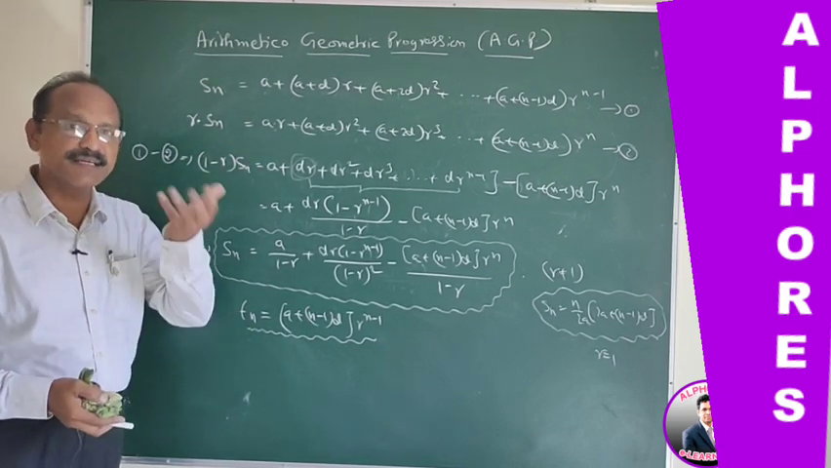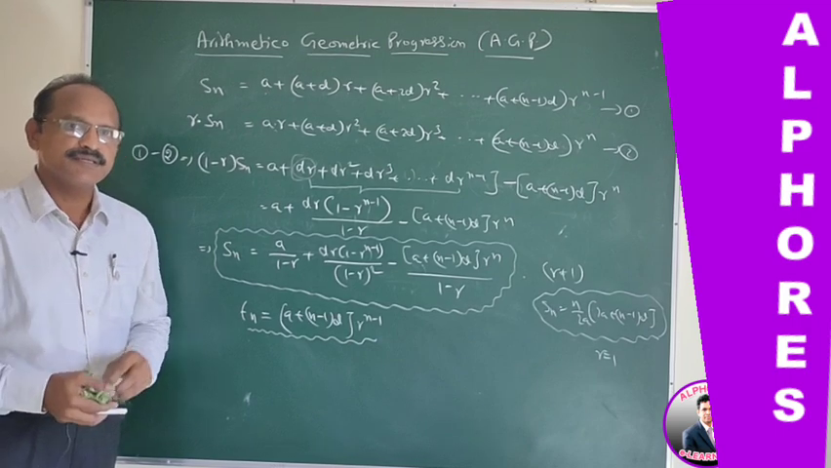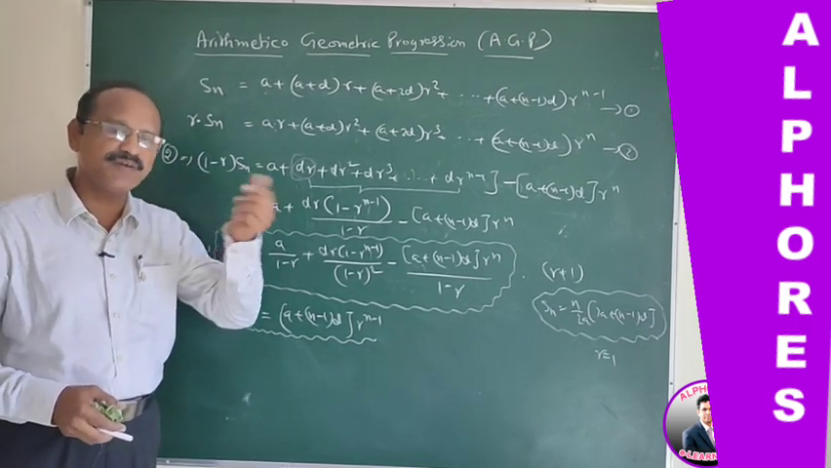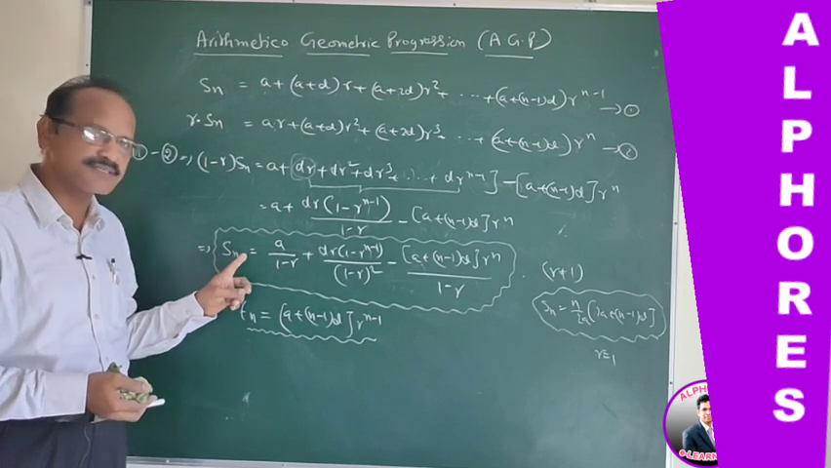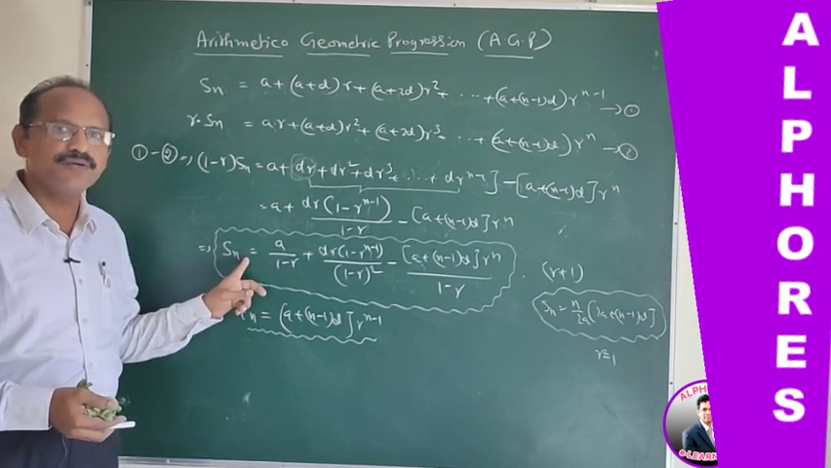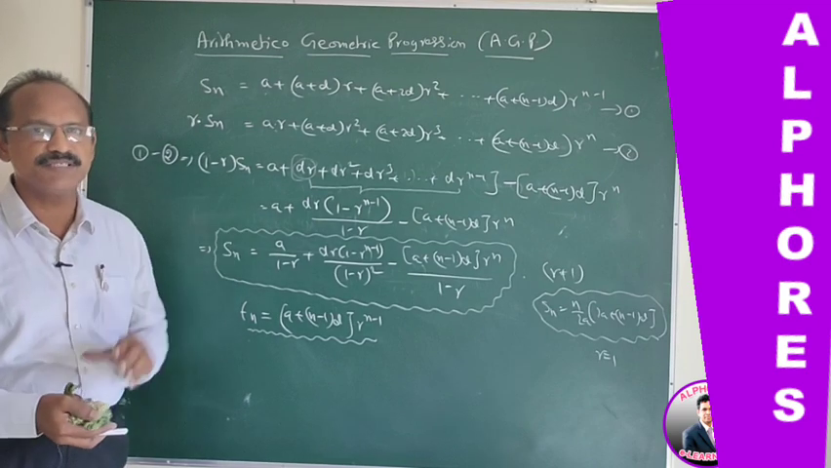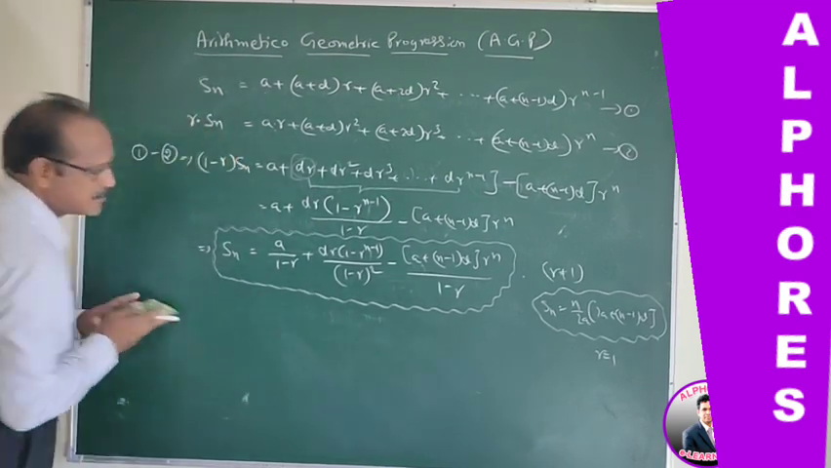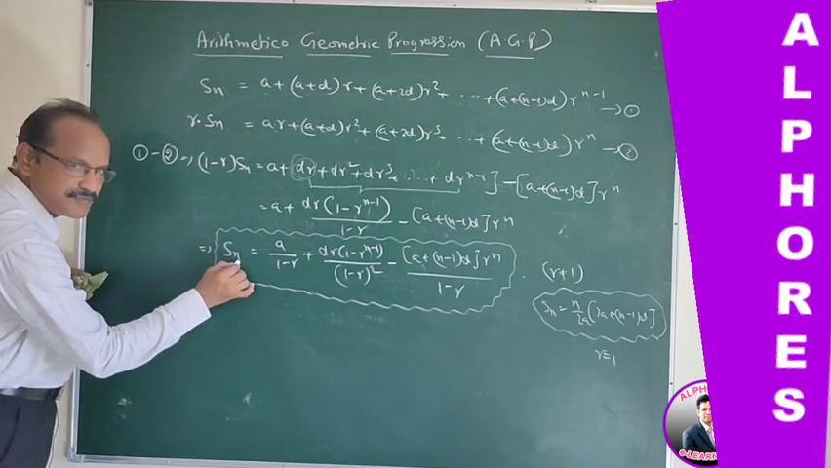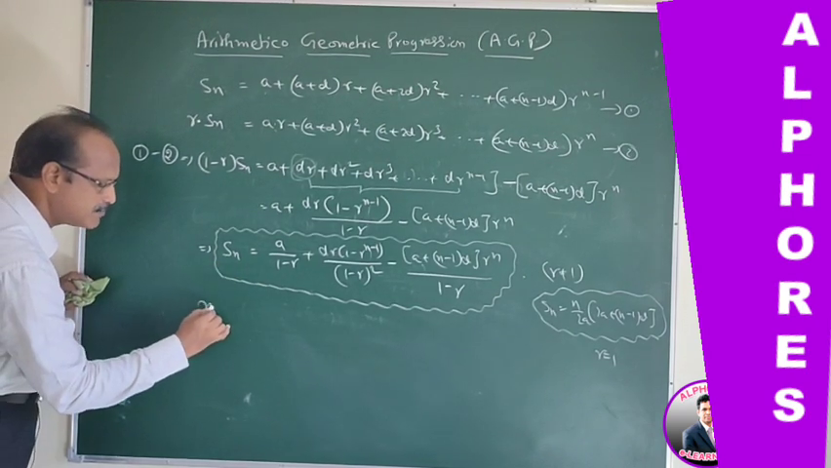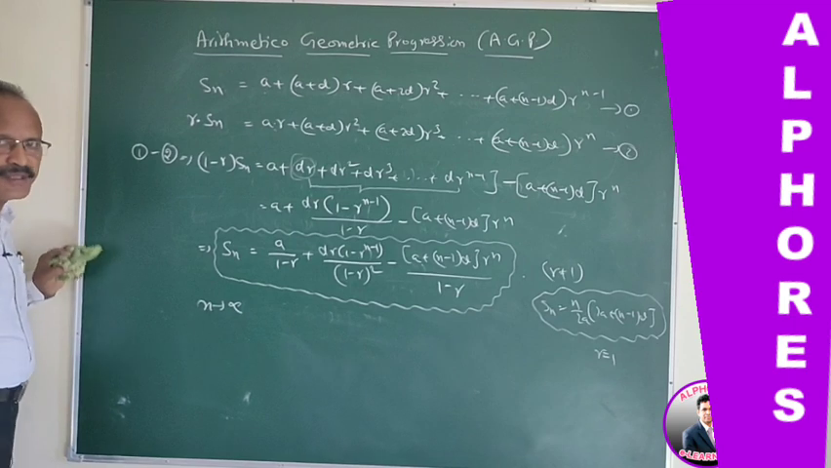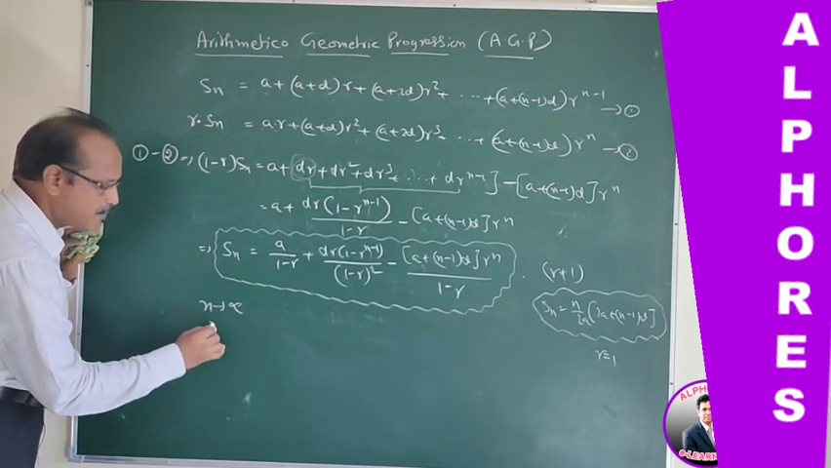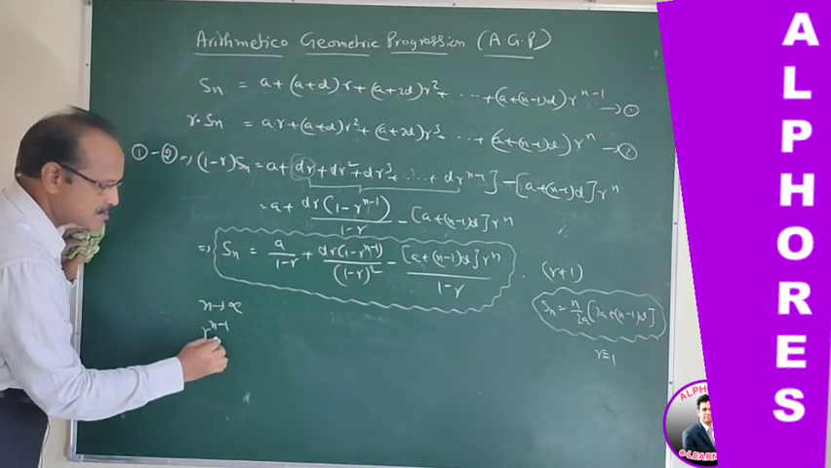Now there is an interesting result. That is sum to infinite terms of AGP series. It is only for sum to n terms. Now we are going to calculate sum to infinite terms of AGP series. That is, its formula is obtained. For sum to n terms of AGP series, n tends to infinite. If n tends to infinite, then r power n minus 1 tends to also infinite.